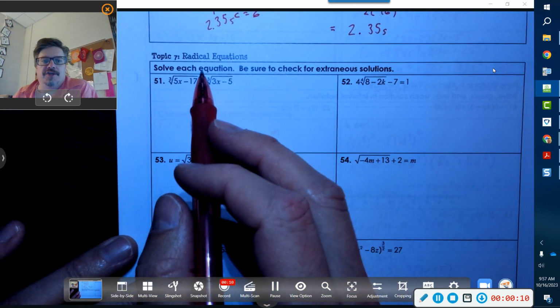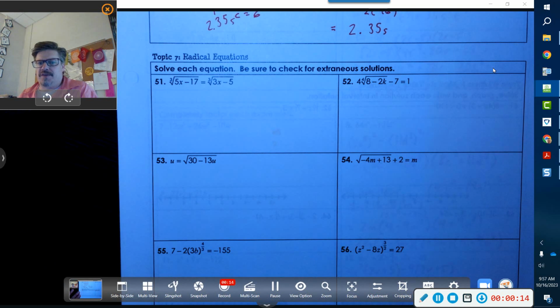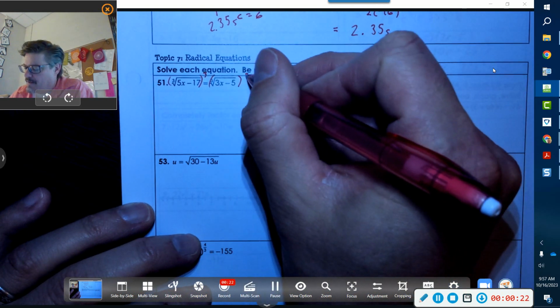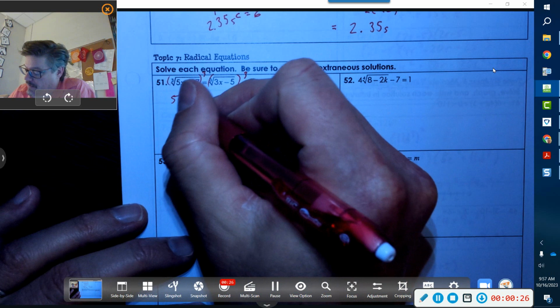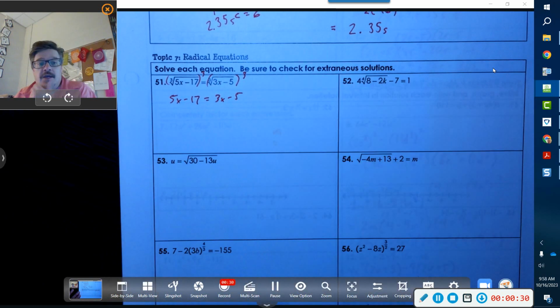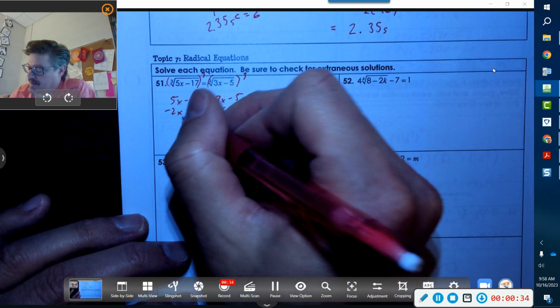To solve each equation, we need to get rid of the radicals. These are both third roots, so the third root means they effectively undo each other. If I raise this side to the third and raise that side to the third, they're inverses, so they would basically knock each other out. And there we go. Now we would solve this like a multi-step equation.